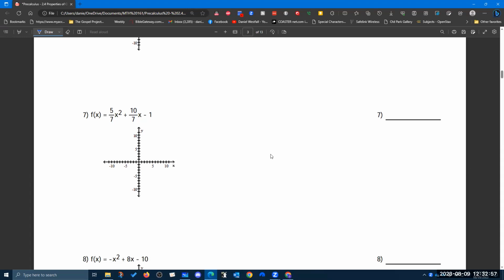Okay, this one looks a little crazy, right? And it is a little crazy. We're going to factor out that 5/7. We've got x squared plus 2x. When we do that, we're going to leave that -1 on the outside. We're going to take half of the middle number and square it. So there's a +1 in there. And I just added a 5/7 into the problem, so I need to subtract a 5/7 from the problem. This gives me 5/7 times x plus 1 squared.